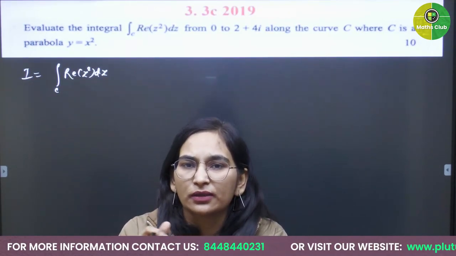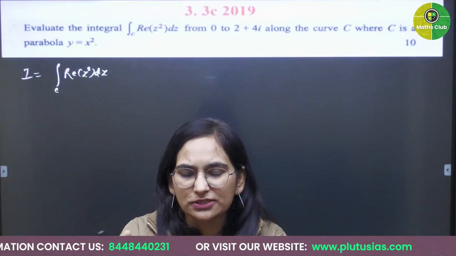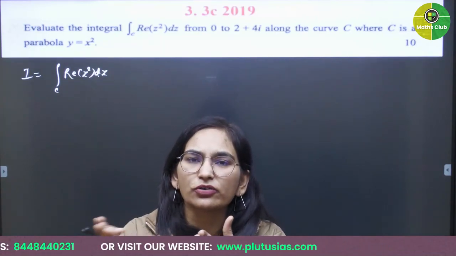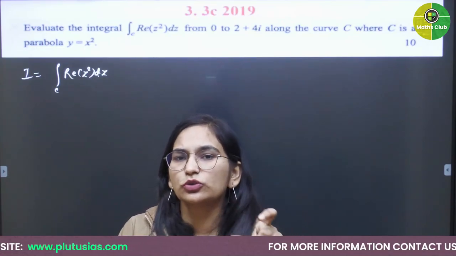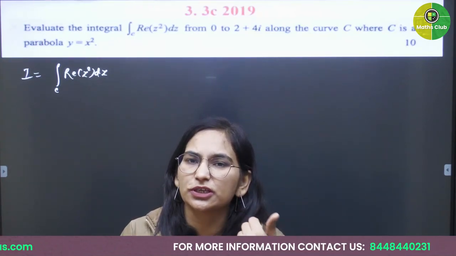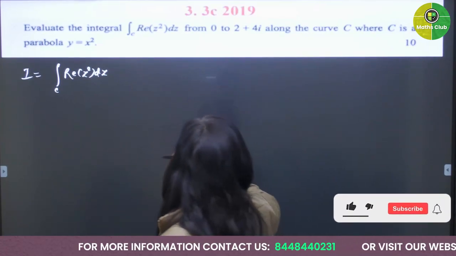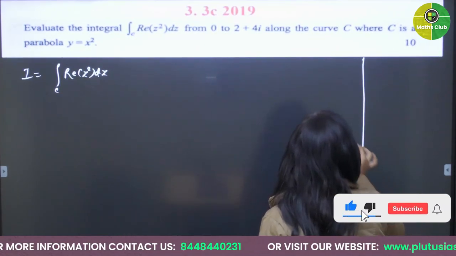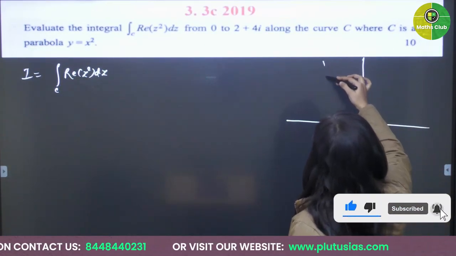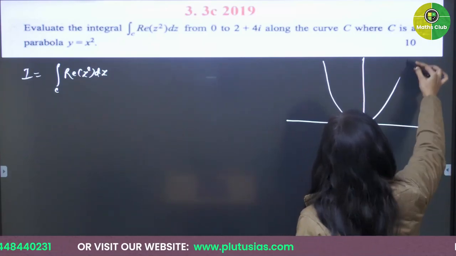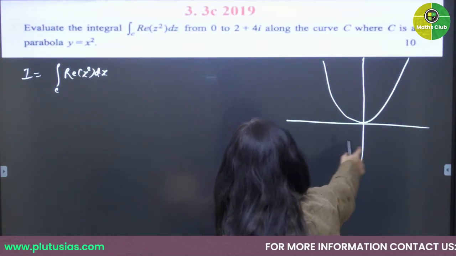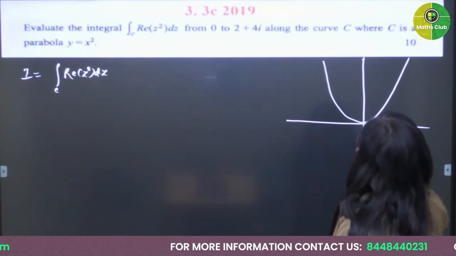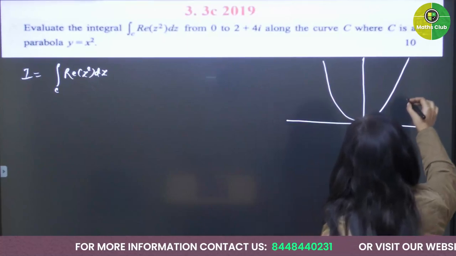Here we have even powers of x, that means the given curve is symmetric about the y axis. Whatever has an even power gives two values, so it would be symmetric about the opposite axis. So the parabola would be an upward parabola, and since it passes through the origin, its vertex is here. Then y is equal to x square.